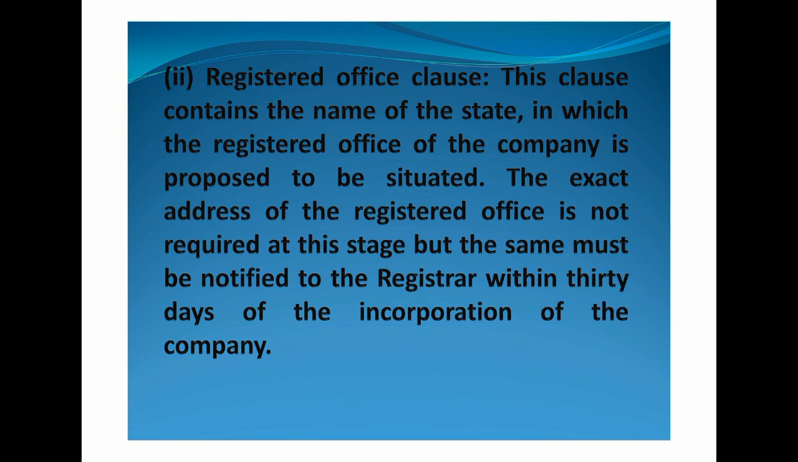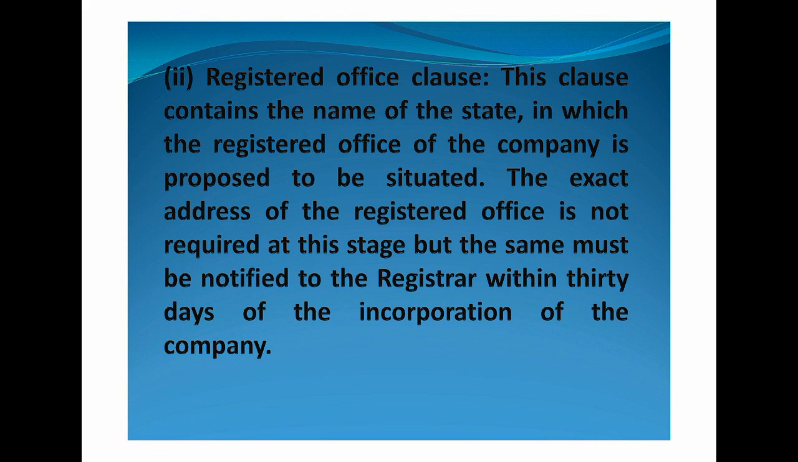So the second one is registered office clause. So this clause contains the name of the state in which the registered office of the company is situated or which is proposed to be situated. So in which place your company's registered office will be situated. That is why they said that it contains the name of the state in which the registered office of the company is proposed to be situated. So the exact address of the registered office is not required at this stage.